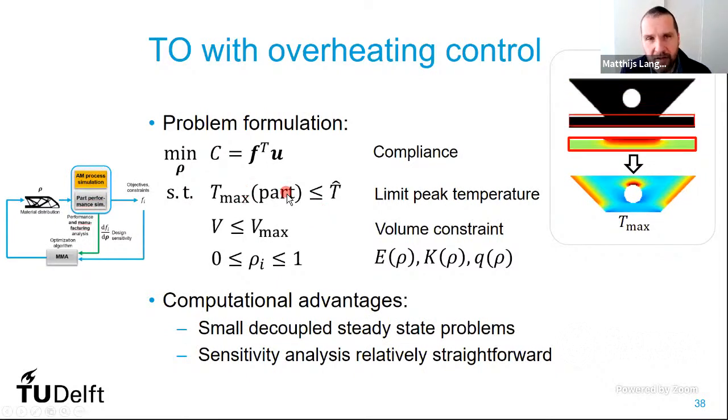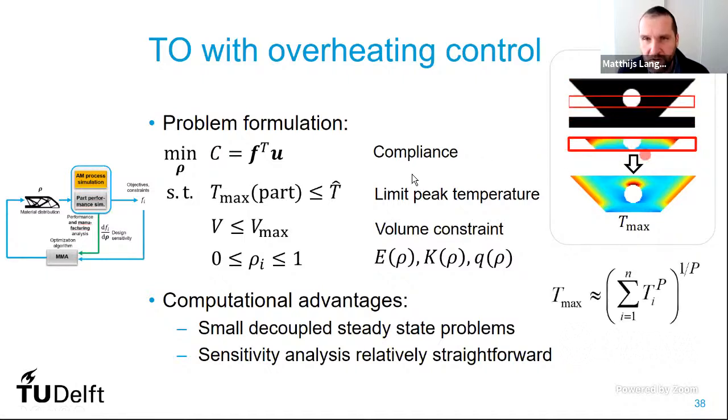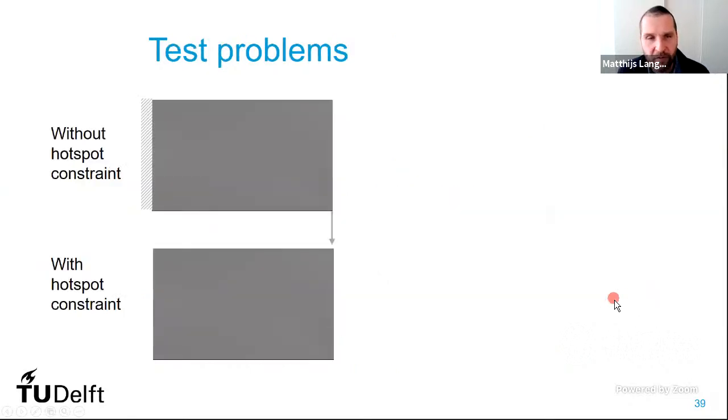It's computationally still a bit expensive, but clearly not as much as a real process model, because we have these smaller problems, and the sensitivity analysis, because we move to steady state, is also quite straightforward. To make this differentiable, to pick up this maximum, we again use a smooth maximum value.